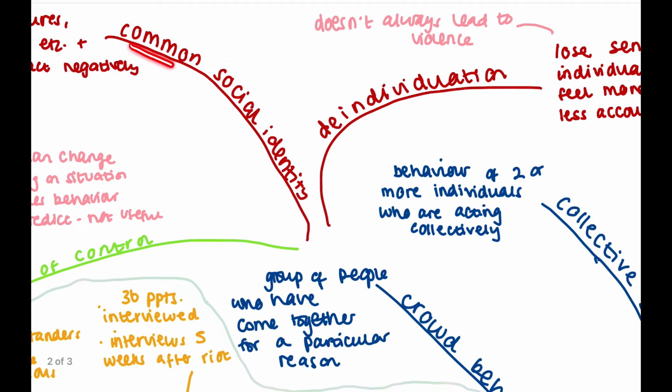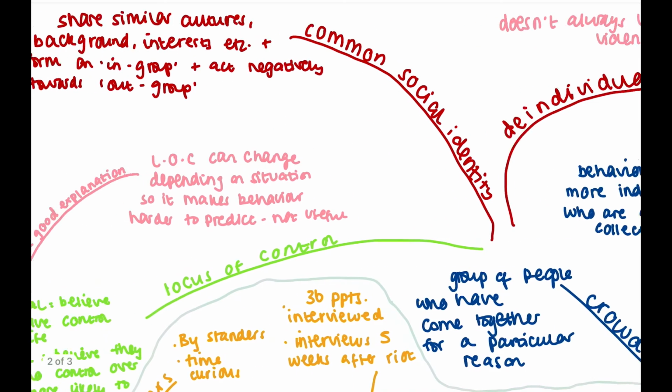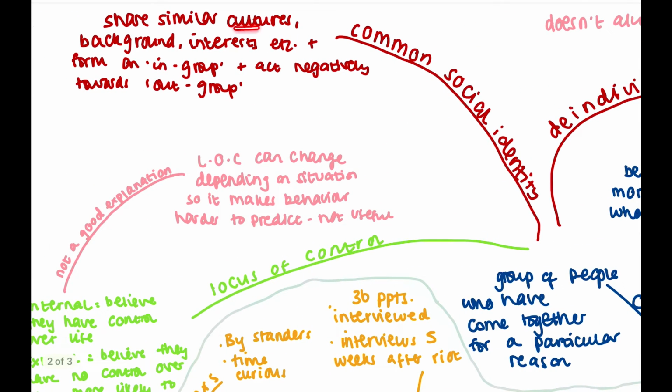First up, we've got a common social identity. People who might share similar cultures, backgrounds and interests might form what's called an in-group. So everyone who identifies with that background or particular interest is within the in-group. If you're someone who does not have that interest, you are part of the out-group. People within the in-group might act negatively towards the out-group because you do not have that common social identity. So that might result in negative behaviour.